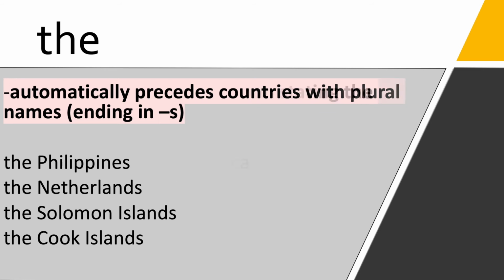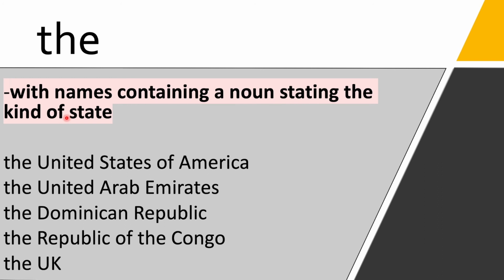Okay? Another. We use the article "the" with names containing a noun stating the kind of state. For example, the United States of America. We cannot simply say "United States of America." So it should always be with "the." The United Arab Emirates, the Dominican Republic, the Republic of the Congo, or the UK. What is UK? The United Kingdom of Great Britain and Northern Ireland. So the point here is they always have "the." They are always preceded with the article "the."